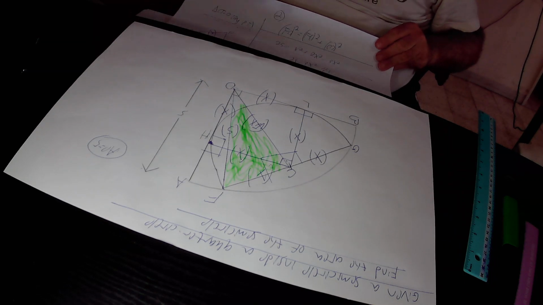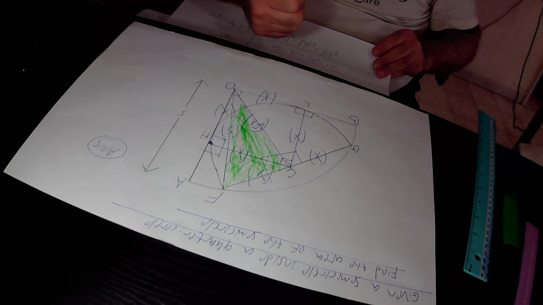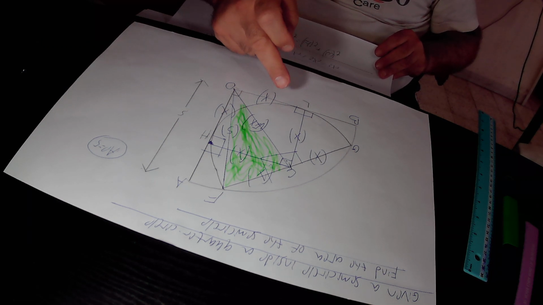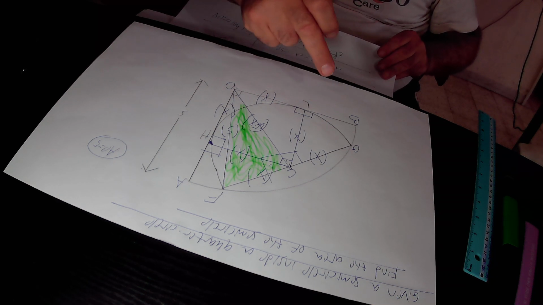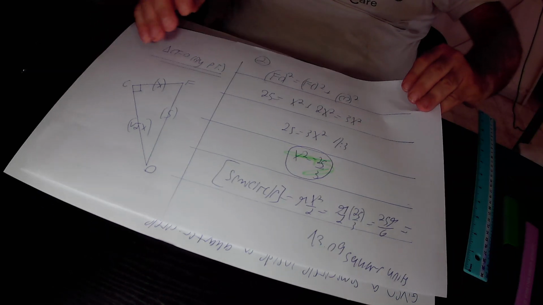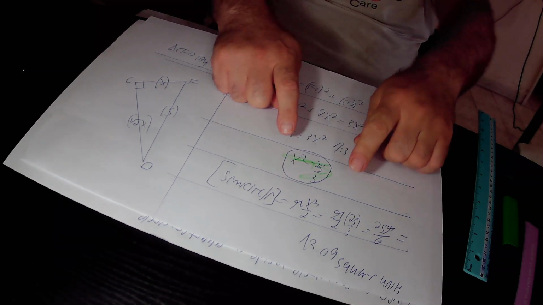Our mission is to find the area of this semicircle. The area of any semicircle equals pi times the radius squared divided by 2. The radius of this semicircle is x, therefore the area must equal pi x squared over 2. Again, the area that we are looking for in this question equals pi x squared over 2, so it is pi over 2 times x squared.